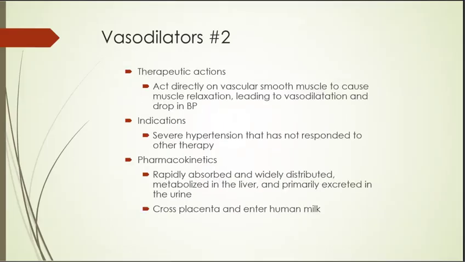All right, so therapeutic actions for vasodilators. It acts directly on vascular smooth muscles to cause muscle relaxation, leading to vasodilation. Whenever you have vasodilation, your blood pressure will drop. It's used for severe hypertension that has not responded to other therapies. It's widely distributed in the body, metabolized in the liver, primarily excreted in the urine, crosses the placenta, and enters the human milk.